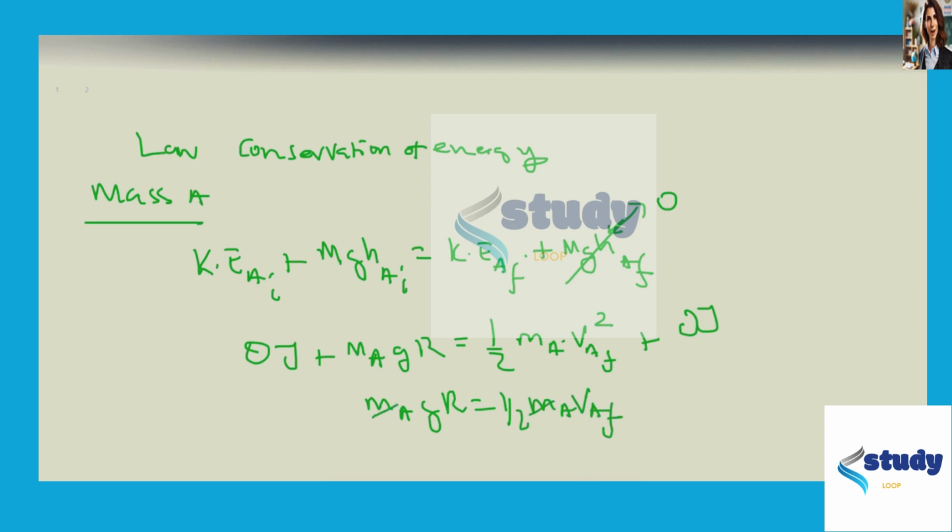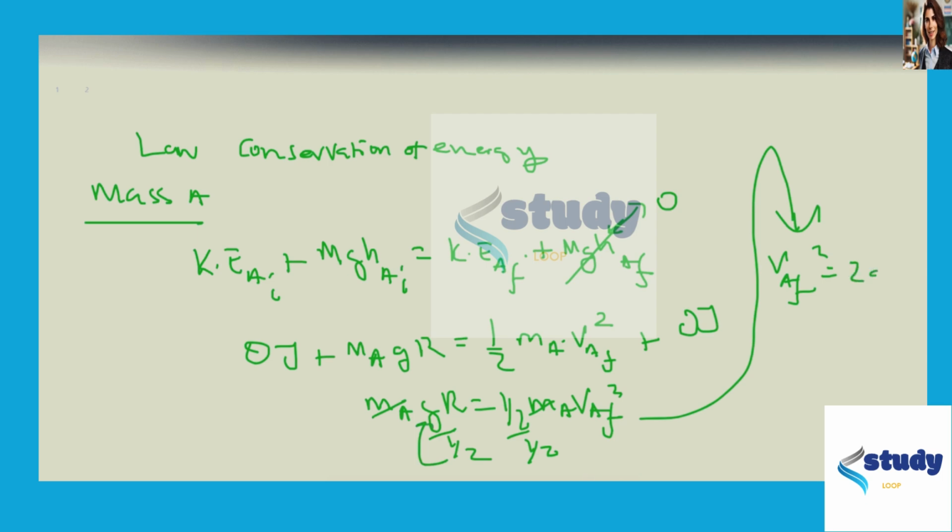These two cancel out. And then we divide, this is squared, we divide both sides by 1/2. And so we end up having the final velocity of A squared equals, this 2 comes up, so it's going to be 2gr. So the final velocity of A here is just the square root of 2gr, like that. So we can leave it that way or that way. And then the next thing we want to do is going to happen on the next page.